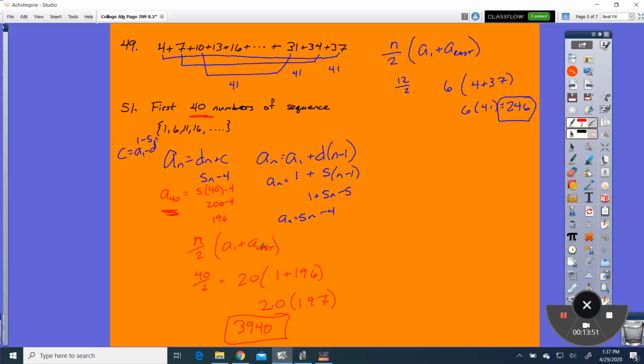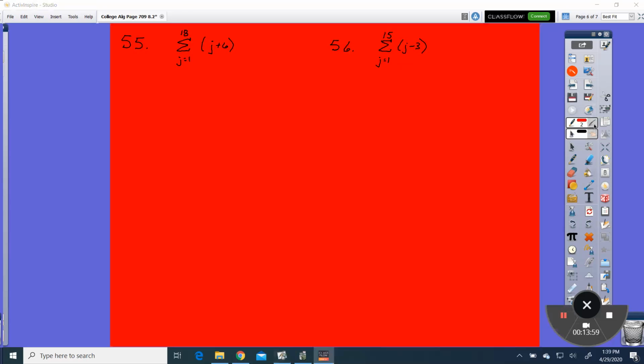So once we have that figured out, what the first and last term are, it makes our problem a lot easier to do. So in 55, I'm going to show you the long way, and then I'll show you the shortcut way. So we know this is arithmetic because we're just going to add 6 each time. We're just changing the j each time. We're adding 6 to it, okay?